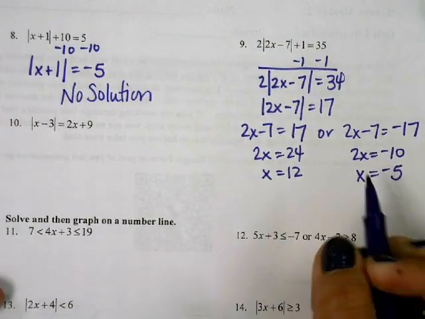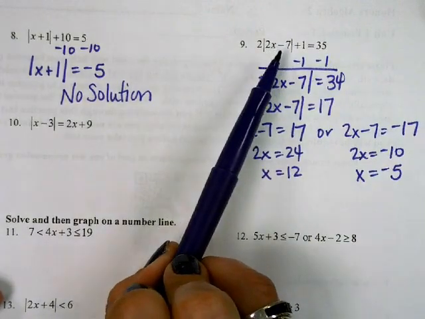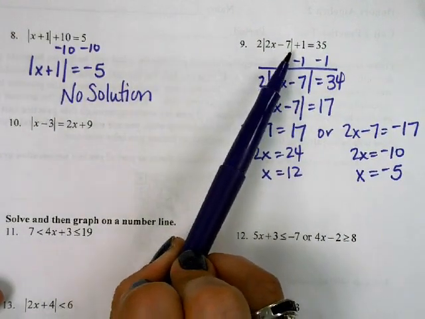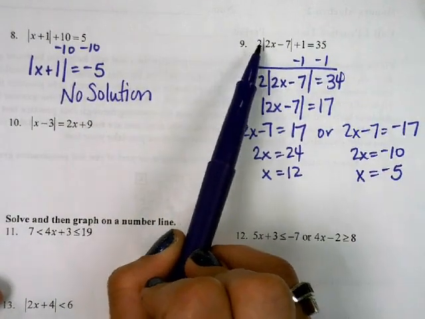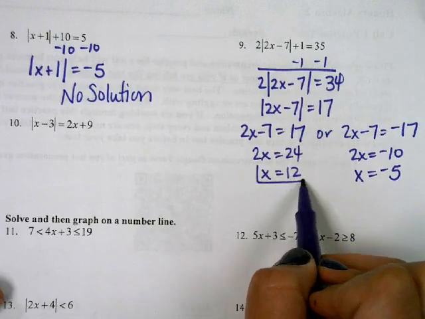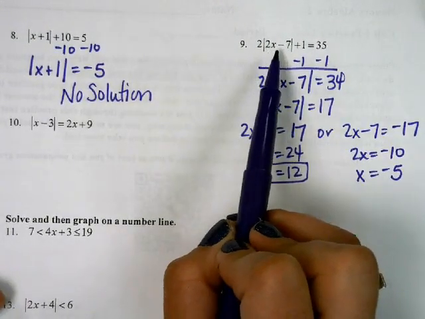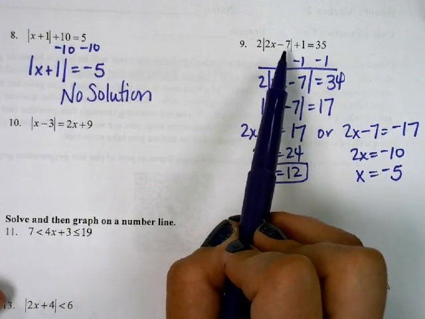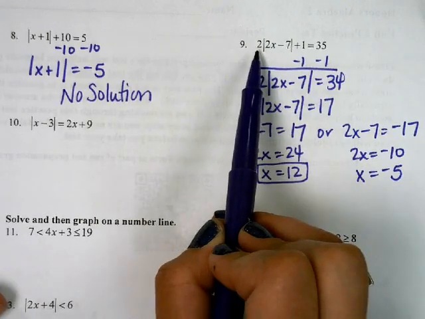All right, now I got to try it. 2 times 12 is 24. 24 minus 7 is 17. Absolute value of 17 is 17 times 2 is 34 plus 1 is 35. Negative 5 times 2 is negative 10. Minus 7 more is negative 17. Absolute value of negative 17 is positive 17. Times 2 is 34. Plus 1 is 35.